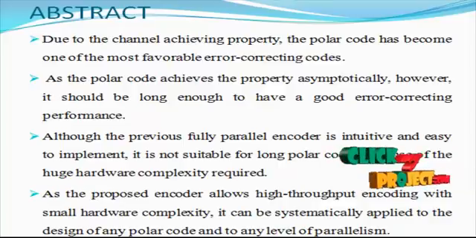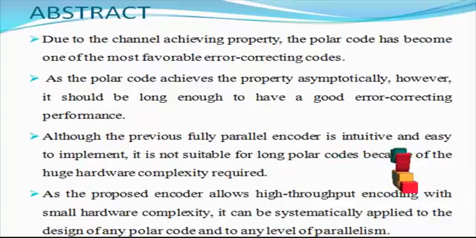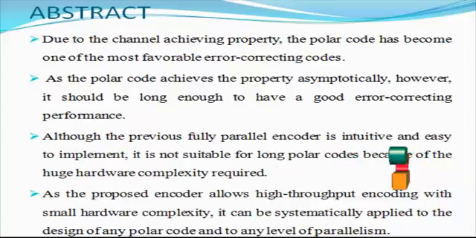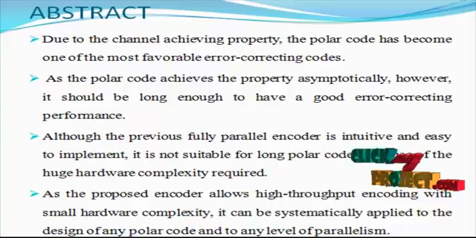Although the polar code achieves the underlying channel's capacity, the property is asymptotical, since good error correcting performance is obtained only when the code length is sufficiently long. To be close to the channel capacity, the code length should be at least 2 power 20 bits. Therefore, an architecture that can effectively deal with long polar codes is necessary to make very large scale integration implementation feasible.